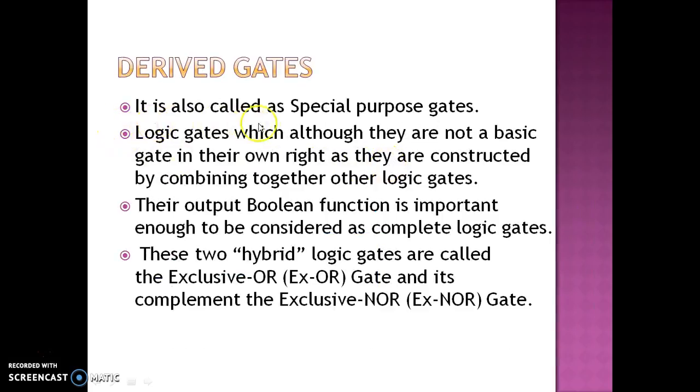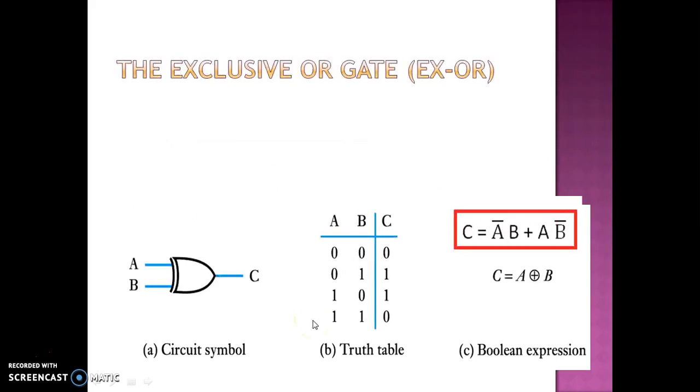Now next we see derived gates. They are also called special purpose gates. These are logic gates which, although they are not basic gates in their own right, as they are constructed by combining together other logic gates, have output Boolean functions important enough to be considered as complete logic gates. These two hybrid logic gates are called the exclusive OR gate and its complement, the exclusive NOR gate.